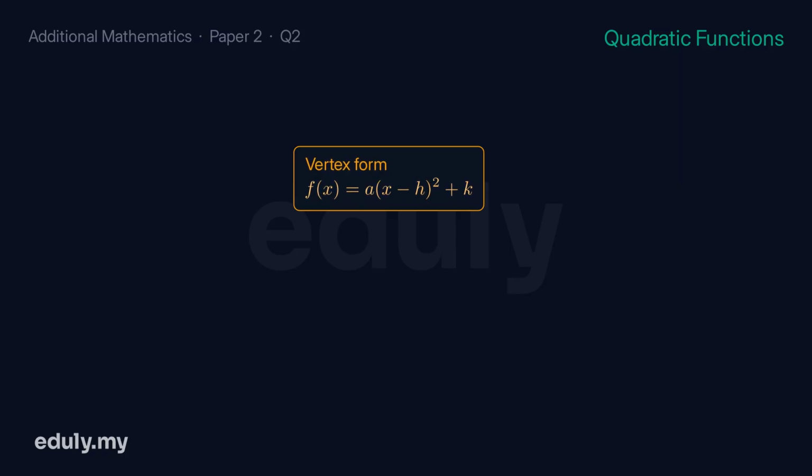Here is the key idea. Any quadratic can be written in what we call vertex form. The lowest point of the curve sits at h and k, so the minimum value is simply k. Our minimum is -1, so once we write f in vertex form, that constant must equal -1.